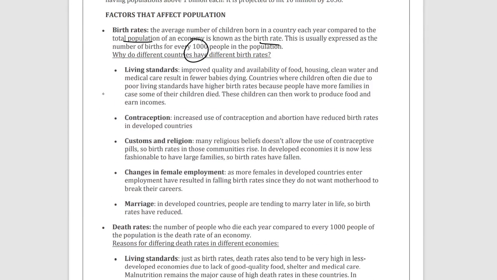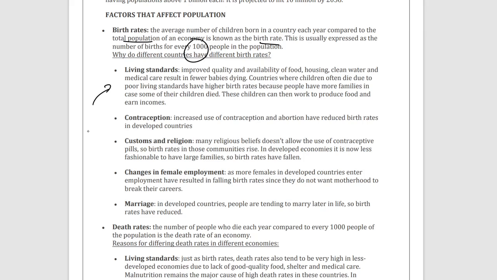Now, why do different countries have different birth rates? This is general knowledge again. First of all, living standards. If people are educated about the use of contraceptives, birth control, and related things, then the birth rate can be controlled. Secondly, if you improve the quality and availability of food, then the babies will be more healthy, and hence the chances of a baby dying are quite low.